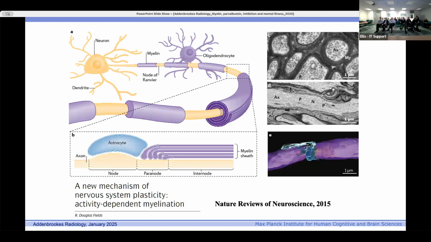So moving on now, about 150 years, to work done by Douglas Fields at NIH.